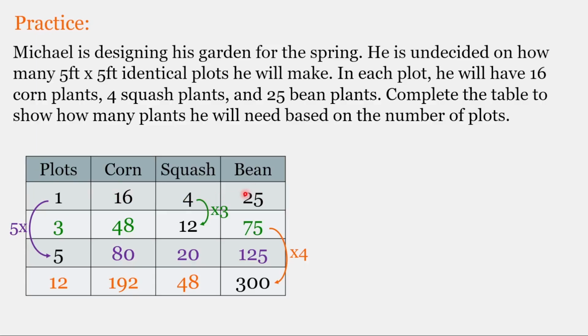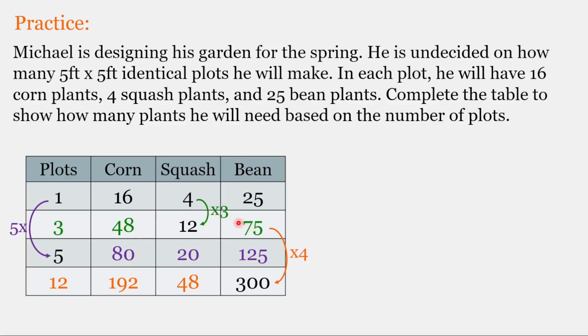Now at this time, Michael doesn't know what he needs for his garden. So maybe he has a lot of corn and bean seeds, but he was only given 12 squash plants. So to go from one plot that has 4 squash plants to 12 squash plants, we're going to multiply everything by 3. So that's going to give us 3 plots with a total of 48 corn, 12 squashes, and 75 beans.